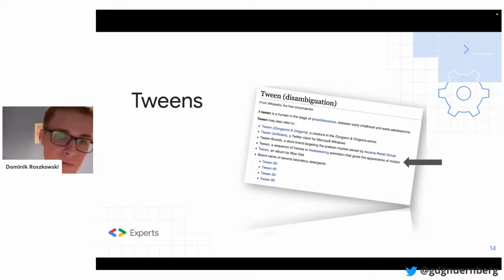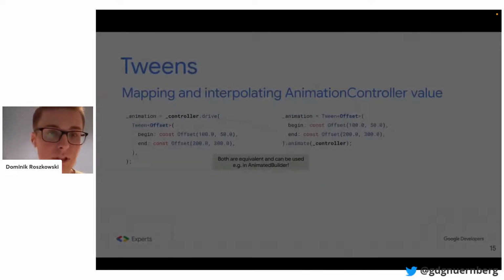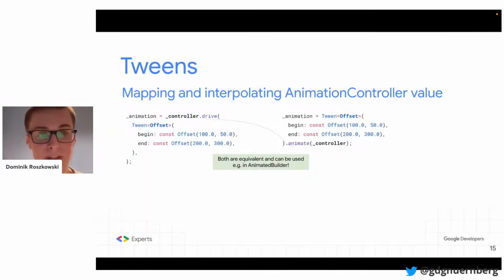And this technique of blurring the character is called in-betweening. And this was, for instance, used by Pixar or some other studios also digitally. And this is how tweens came also to the typical animation frameworks. And it also lands in Flutter. So in practice, tweening or tweens are used to map and interpolate from one value to the other.